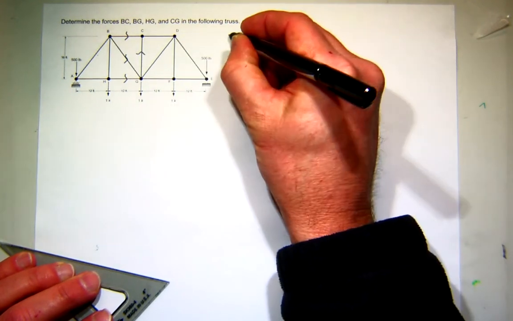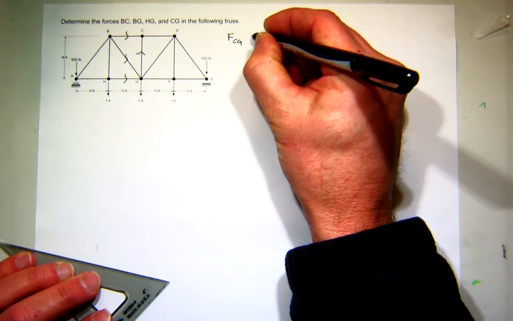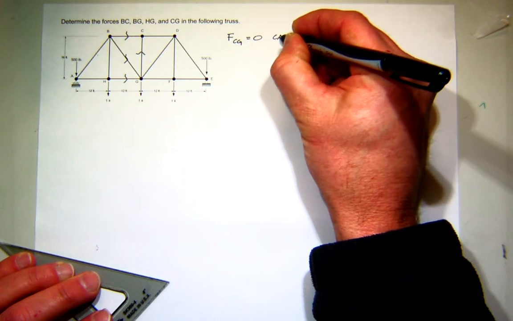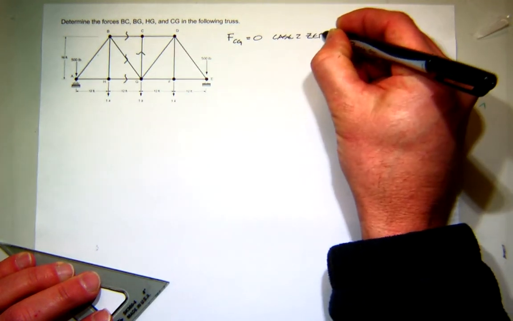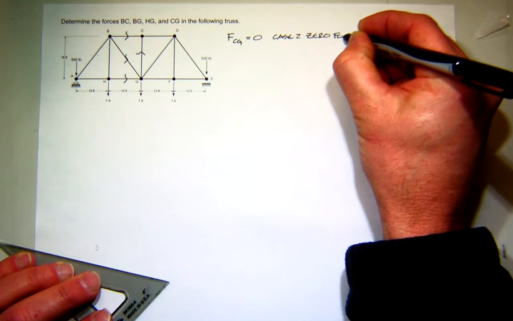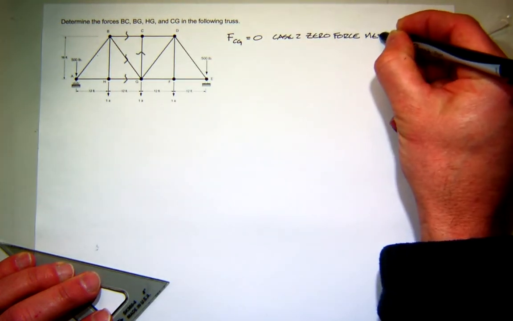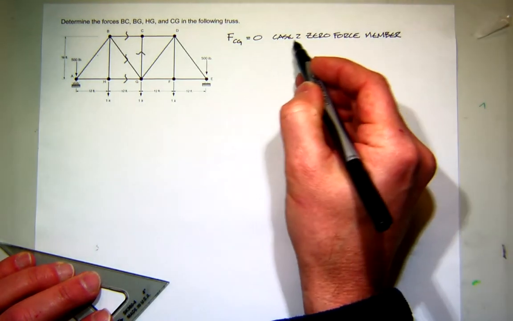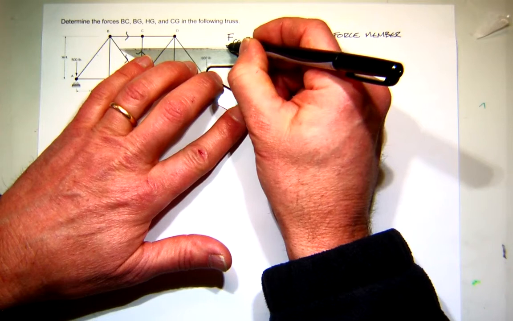So right away I can write down that the force in CG is 0. And if you want to be precise, you could say case 2, zero force member. That would communicate to me that you've looked at it and you know from case 2 that that's correct. So there's one of them.